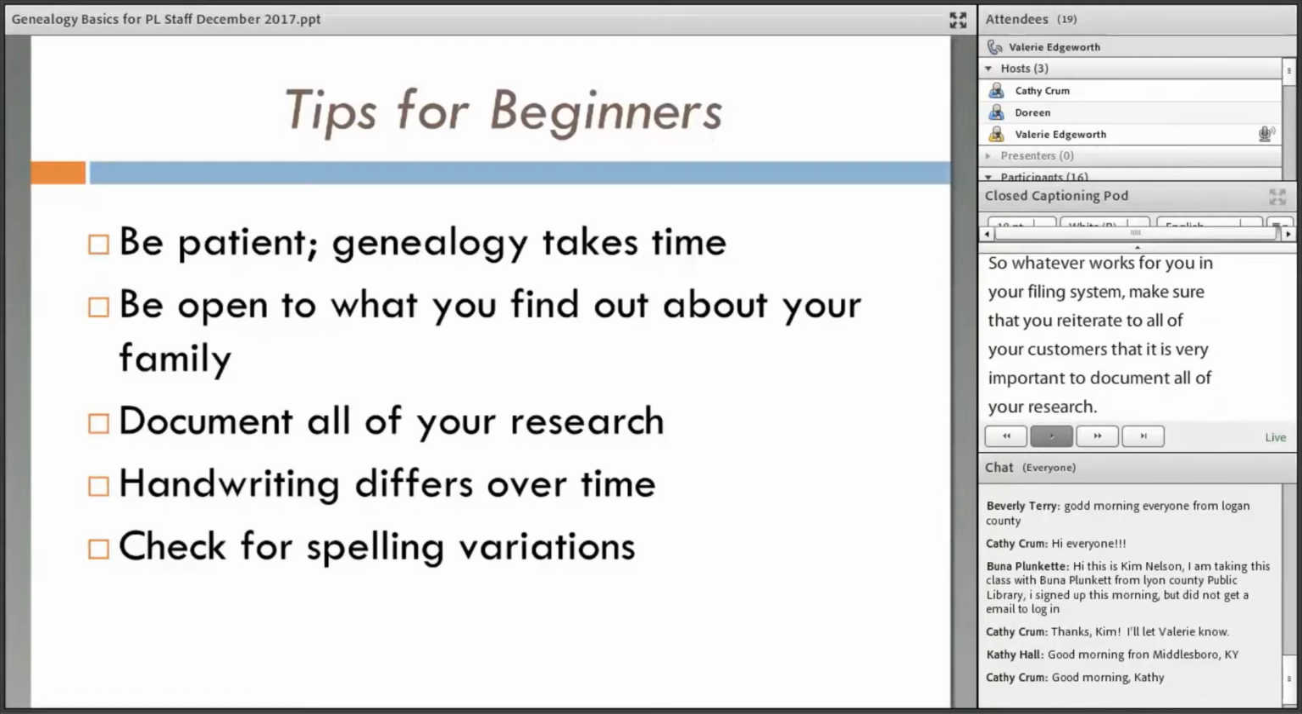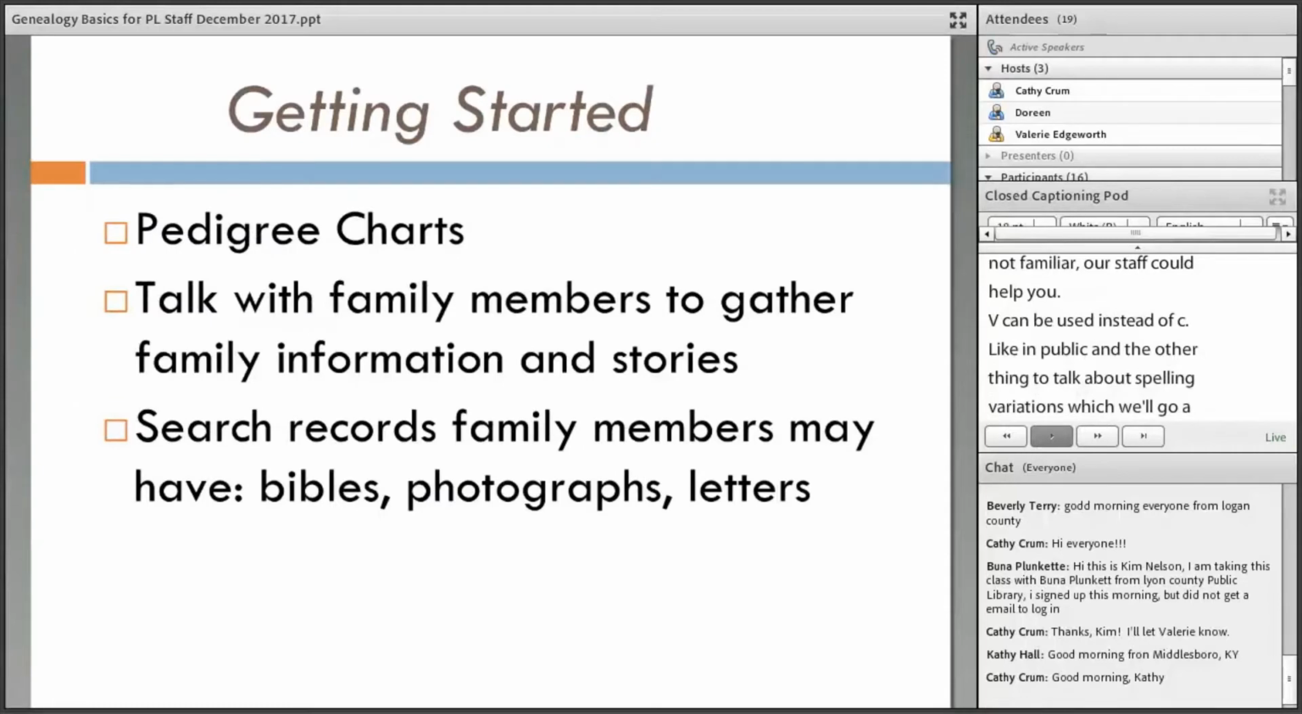Handwriting differs over time. We see that a lot here in a lot of our Kentucky records. Letters are going to vary, and that is something that, if you're not familiar with it, some of our staff here in the research room could help you decipher some of those different handwritings. Different letters were used, V instead of C. Like in the word public, it used to be written P-U-B-L-I-V instead of L-I-C, and things of that nature. And the other thing to talk about is spelling variations, which we're going to go a little bit more in depth about as well in the future.